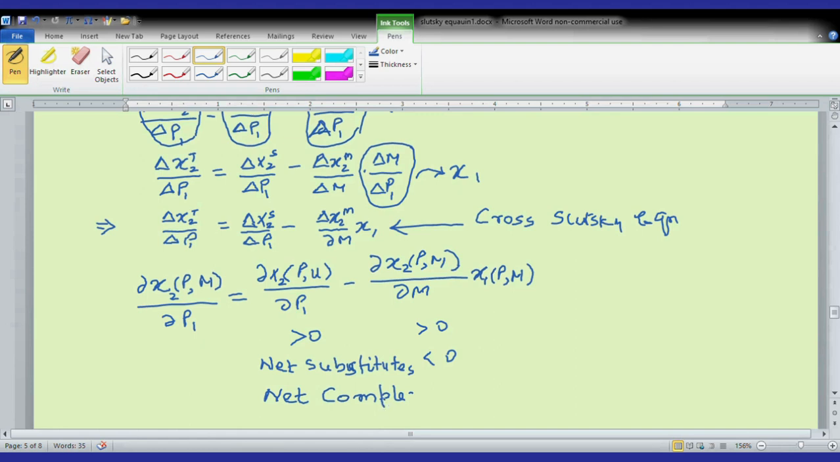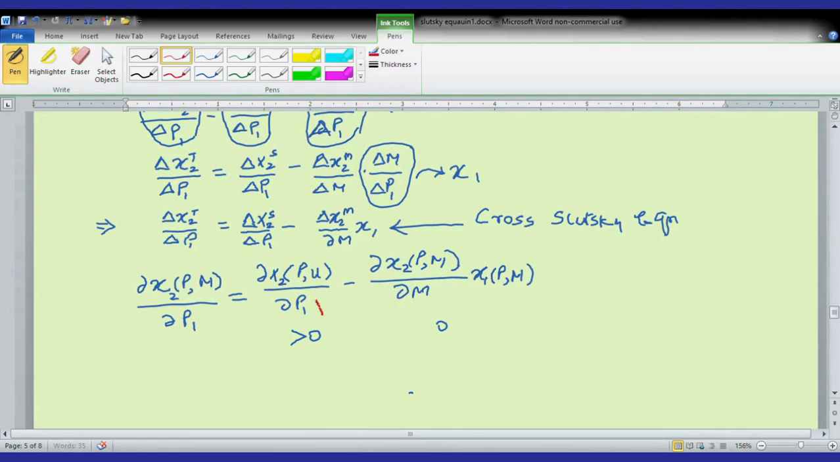And so, to take the easiest case where both these terms are positive, this means that the first derivative is greater than 0 and the second derivative is greater than 0.